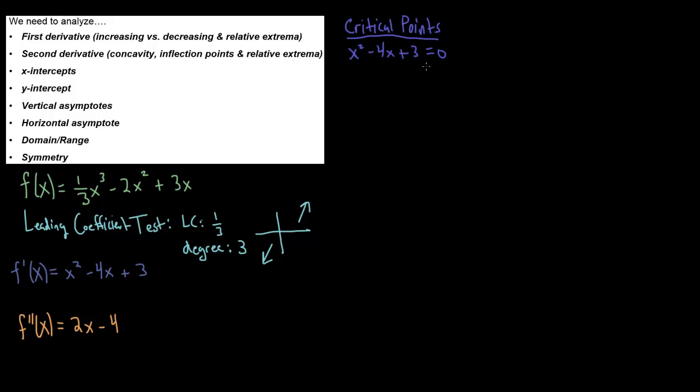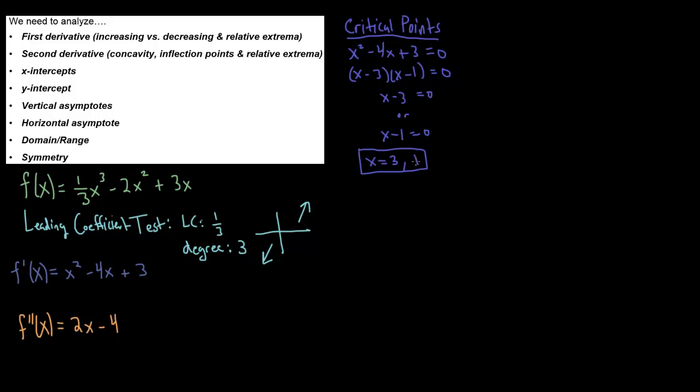So now to solve that, I can use the quadratic formula, but I think that's probably overkill. I think I can factor that, right? We could say that's x minus 3, it looks like, times x minus 1. And so we could say either x minus 3 equals 0, or x minus 1 equals 0 by the zero factor theorem, which tells me my critical points are x equals 3 and 1. So there are my critical points. They are the solutions to f prime of x equals 0.